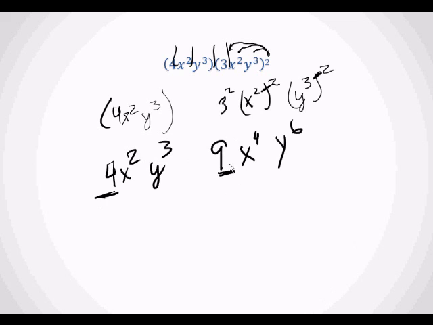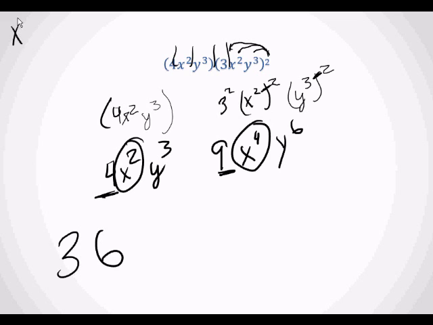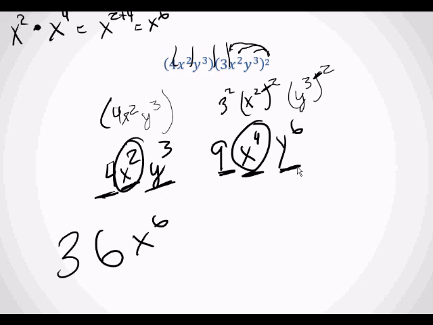And this is all multiplied. You see all this, we're multiplying, multiplying, multiplying, multiplying. So let's multiply the numbers first. 4 times 9 is 36. x squared times x to the 4. Remember, when you multiply two numbers with the same base, you add the powers. 2 plus 4 equals x to the 6. So x squared times x to the 4 equals x to the 6.